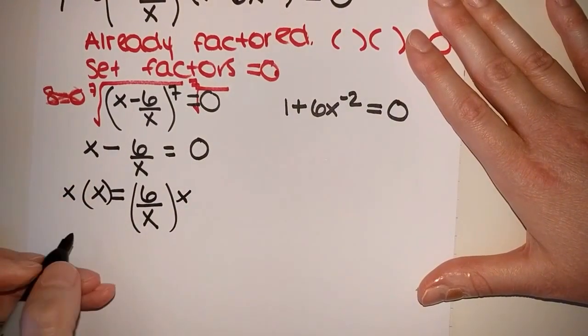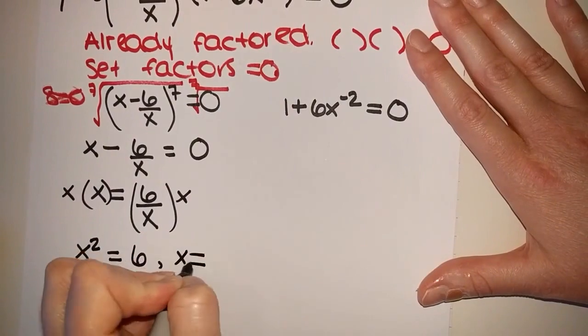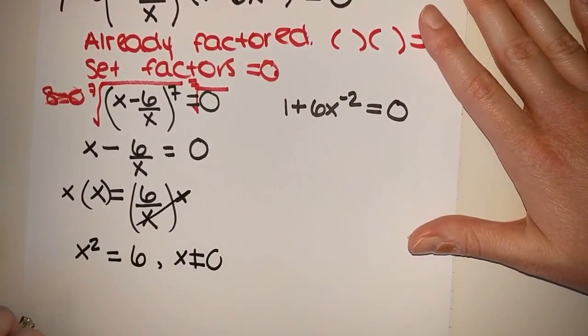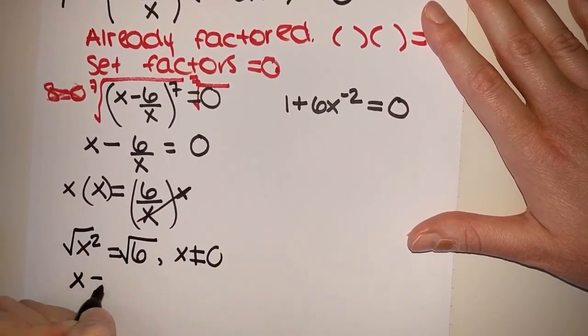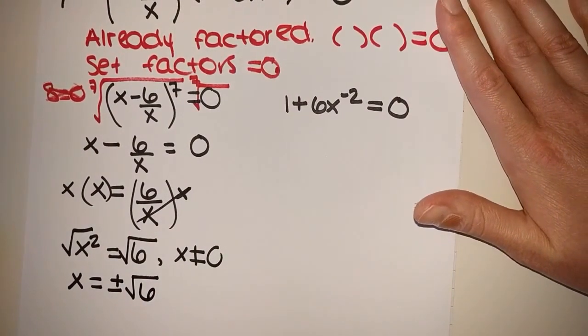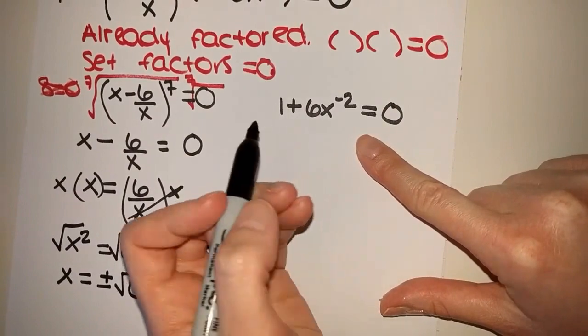and that cancels. Now, when you are doing that, you are assuming that x is not equal to 0. So that is your assumption if you cancel out these x's over here. And that would then give you, take the square root, x is equal to plus or minus the square root of 6.